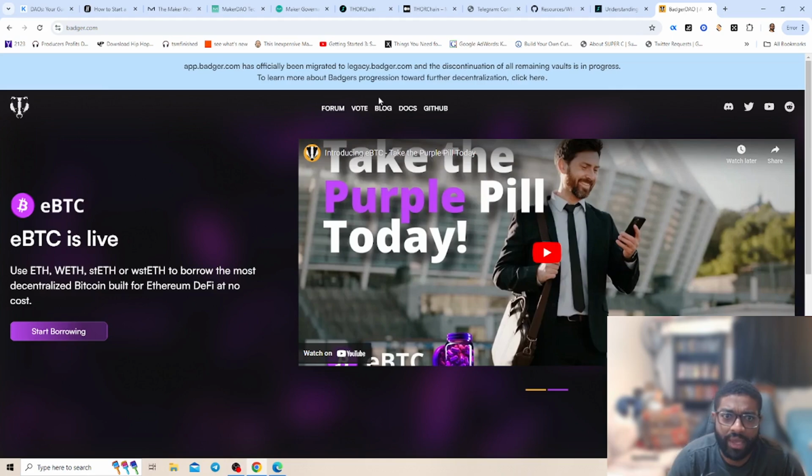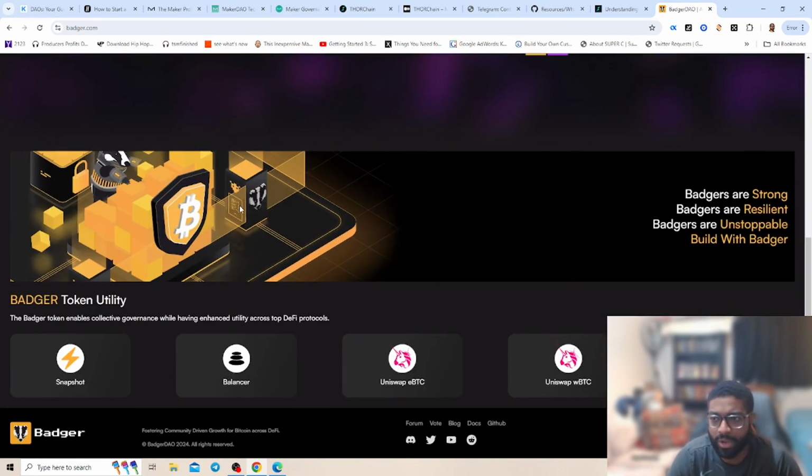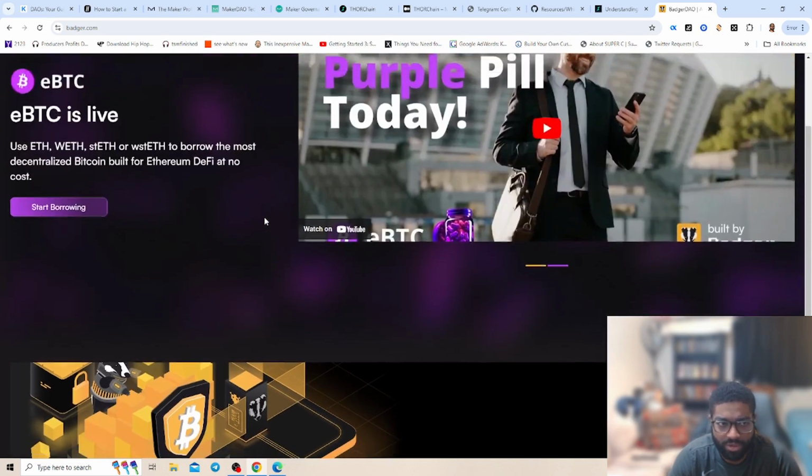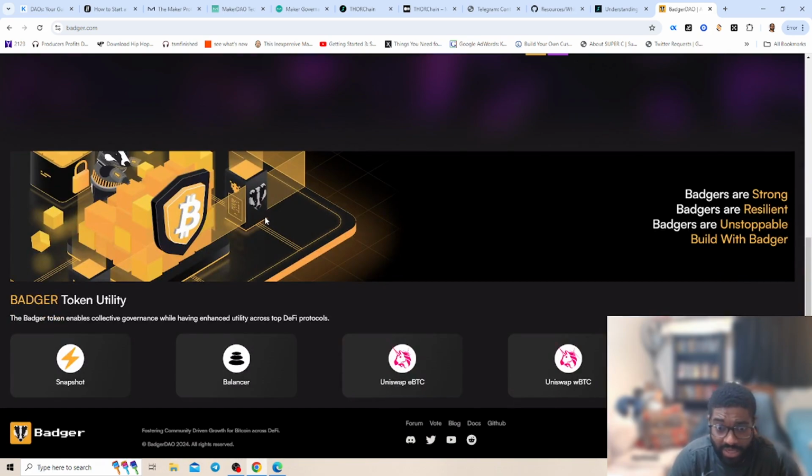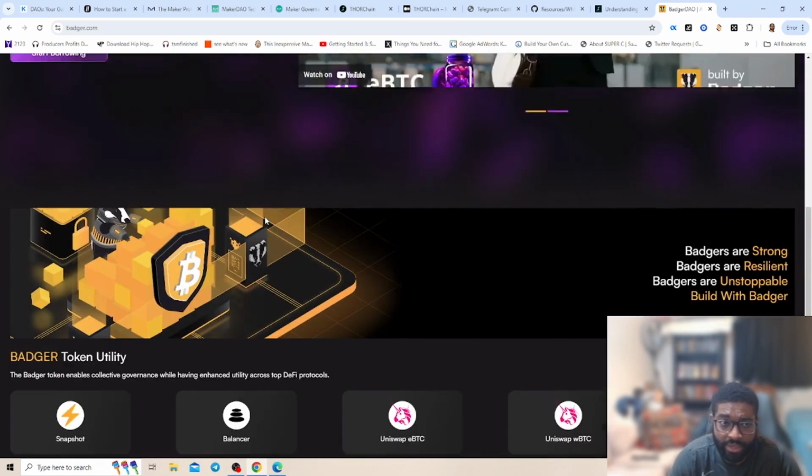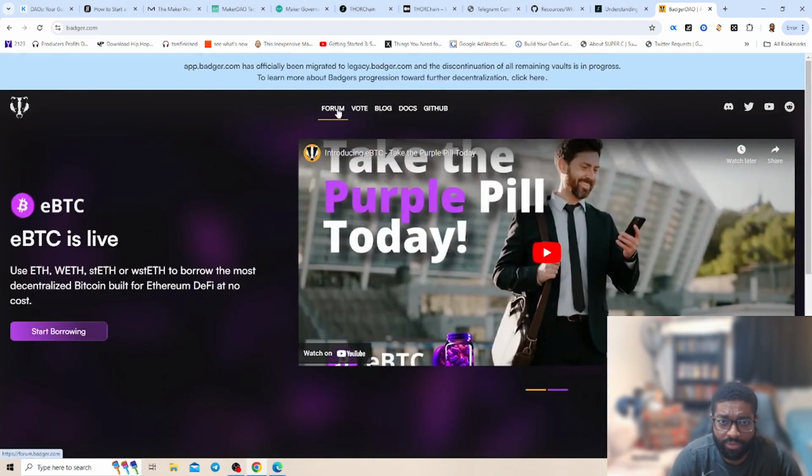So the last one we have is Badger DAO. We have Badger DAO, Ethereum, WETH, stETH, wstETH to borrow the decentralized Bitcoin built for Ethereum DeFi at no cost. So you can start having access to all the top DeFi. The Badger token enables collective governance while having enhanced utility across top DeFi protocols: Snapshot, Balancer, Uniswap, Bunni. So there are a lot of ones that you're familiar with.